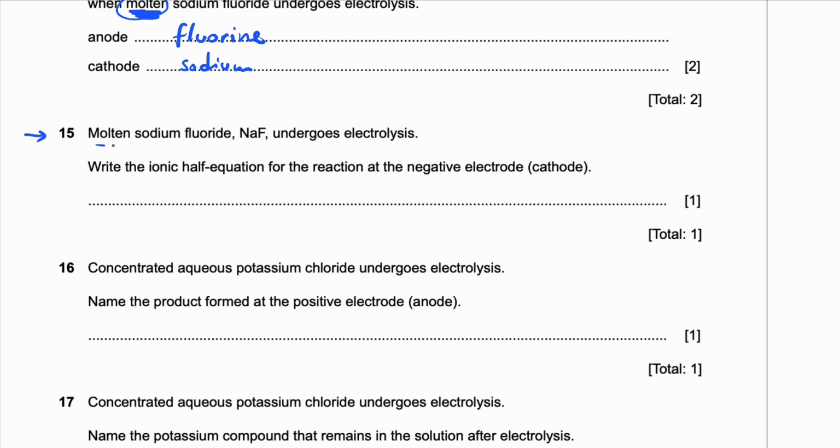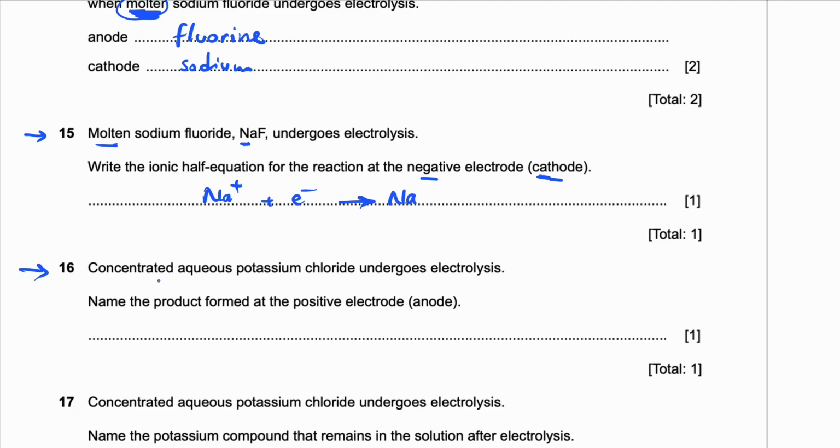Next, molten sodium fluoride undergoes electrolysis. Write the ionic half equation for the reaction at the negative electrode cathode. So cathode, we need the cation, which is sodium. So we need Na+, and it takes an electron to give Na.